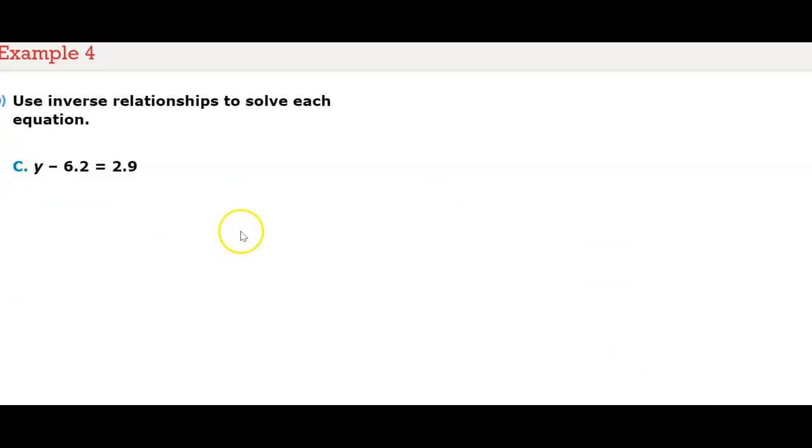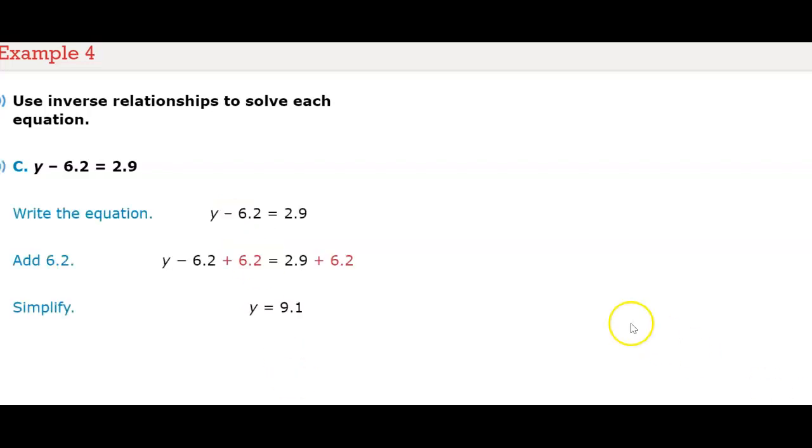Part C. Y minus 6 and 2/10 equals 2 and 9/10. You write the equation again. Then you know the opposite or inverse of minus 6 and 2/10 is adding 6 and 2/10. Y is now by itself, and then once you add, you get 9 and 1/10.